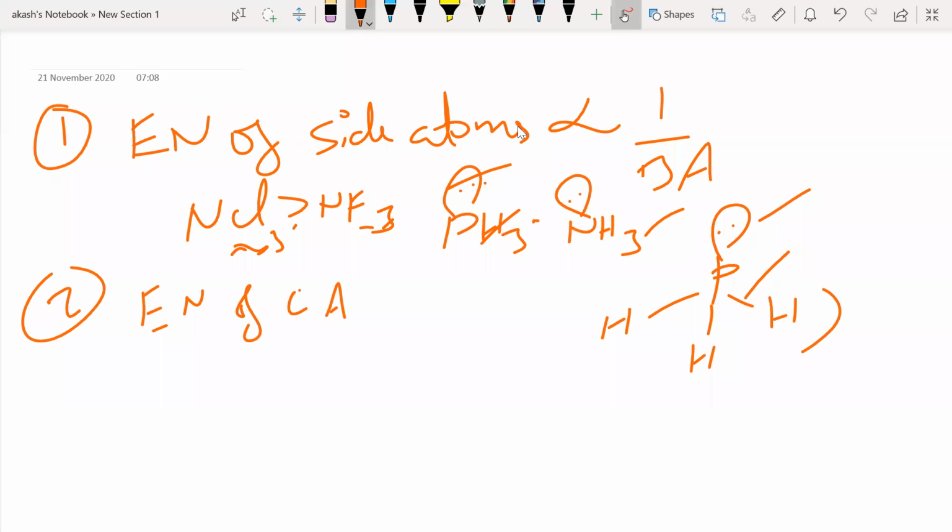So what is going to happen? These bonds are going to come closer. So what happened to the bond angle? Bond angle is reducing, right? So whenever you have electronegativity, what is happening? Nitrogen is more electronegative and that is having more bond angle. And in PH3, phosphorus is less electronegative and that is having less bond angle. So if the electronegativity of the central atom increases, the bond angle also increases. Is that okay? Right? So these two are the simple tricks.